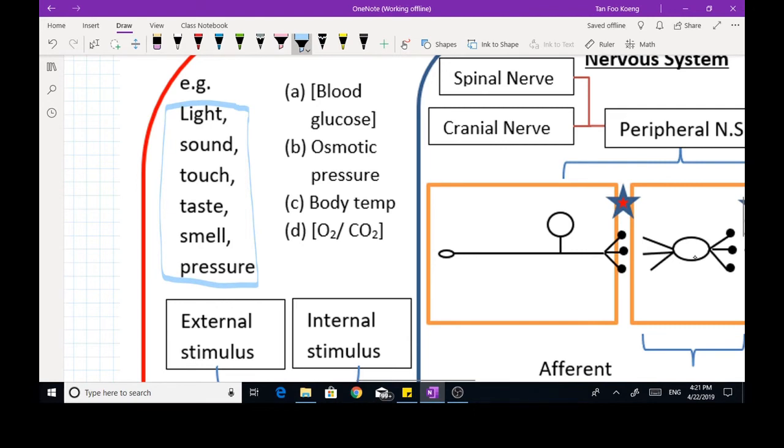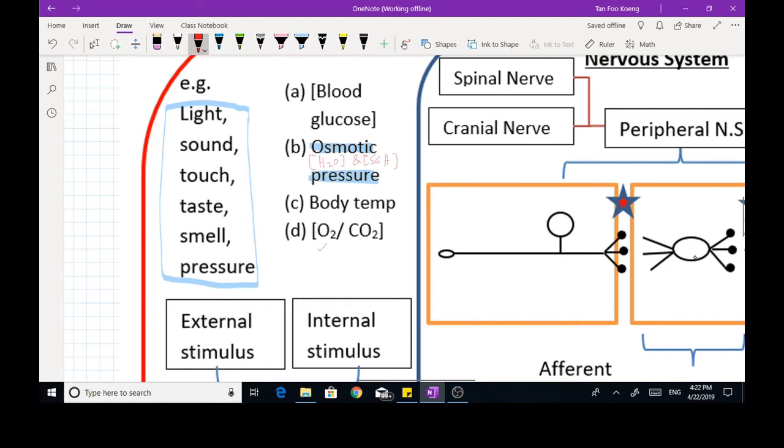Then what about the internal stimuli? Of course, remember I told you about the hypothalamus, the busybody, just now. The hypothalamus is going to take care of the osmotic pressure. Now, what is osmotic pressure? Osmotic pressure is basically the concentration of H2O and the concentration of salts, chemicals in our body. Then body temperature is something to be maintained as well. Any changes to the body temperature must be detected by the receptor, so that we are able to make adjustment and maintain the body temperature.